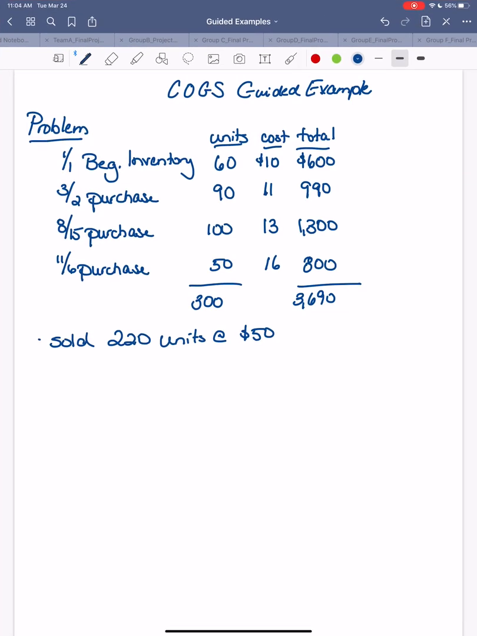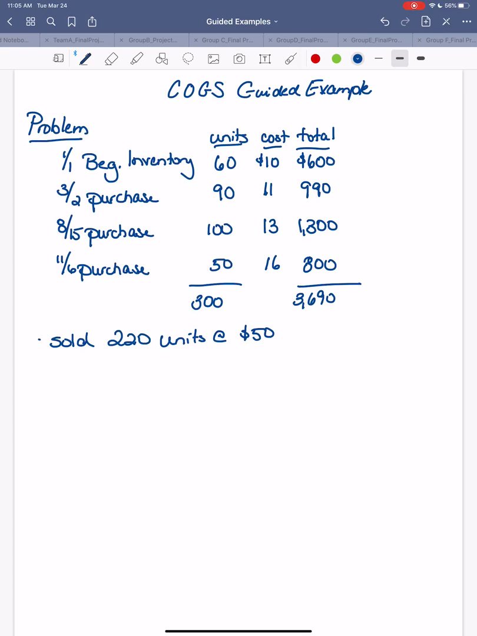Hey students, this example is for cost of goods sold. So what I'm going to do is go through an example with FIFO, with LIFO, and with weighted average cost. So what I'd like you to do is try to work out, either pause now, look at the information on the page, try to do all three by yourself.